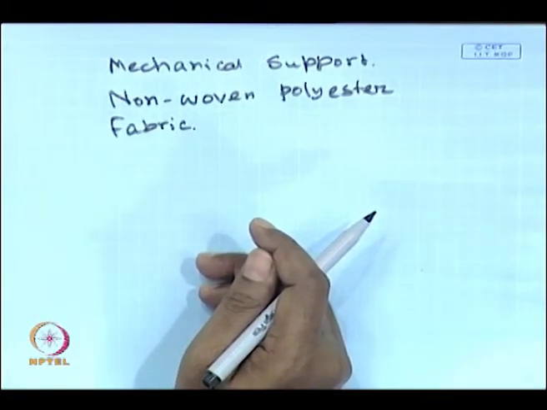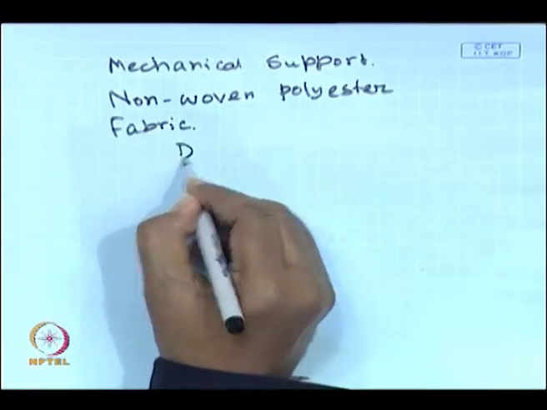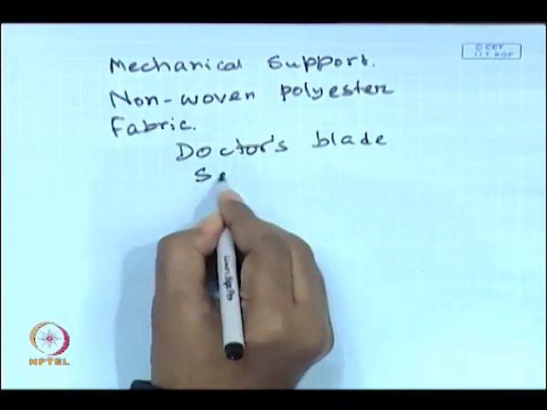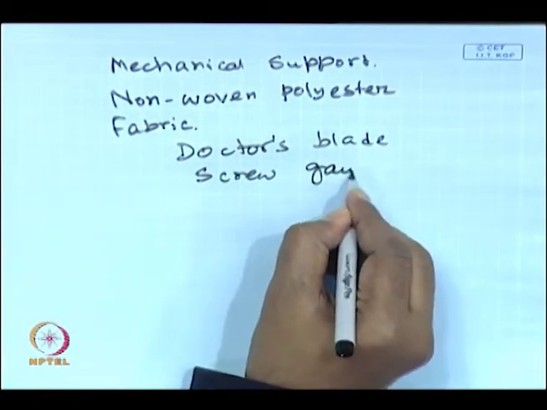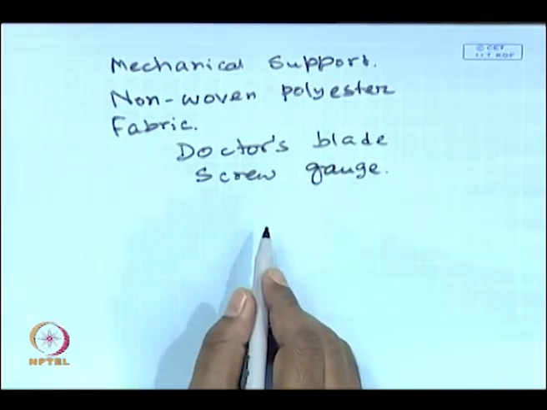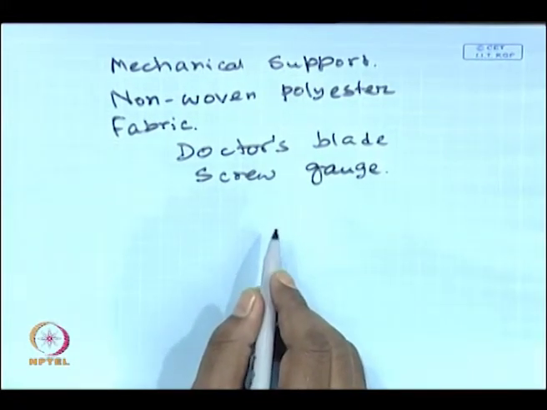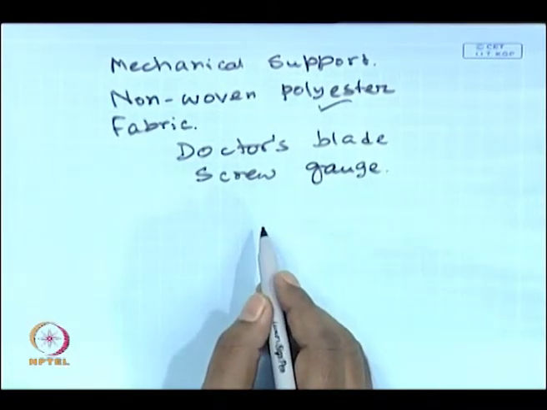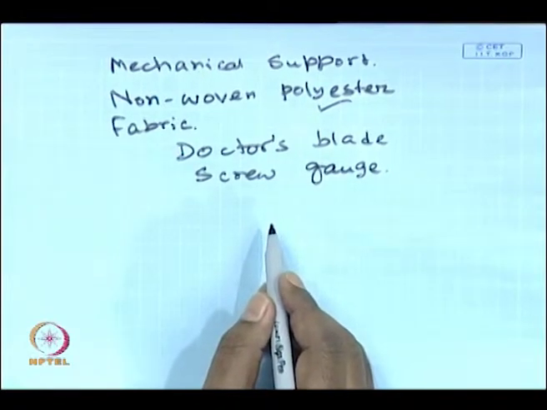The thickness of the film is generally maintained by something called a doctor's blade or a screw gauge. That maintains the thickness of the film, and the thickness will be in the order of, let us say, a few microns, 40-50 microns. Now, this polyester fabric gives mechanical strength or mechanical support to the polymer film, because most of the operations are high pressure operations. For example, reverse osmosis is a very high pressure operation. The typical operating condition of reverse osmosis is more than 25 atmosphere.